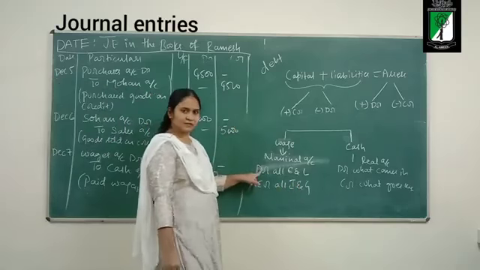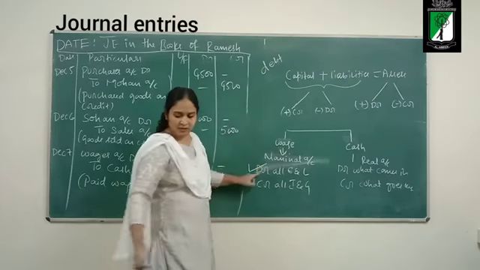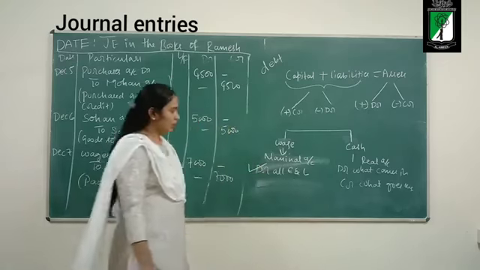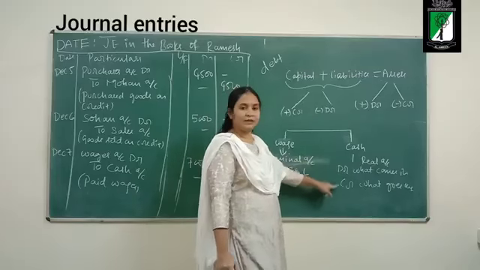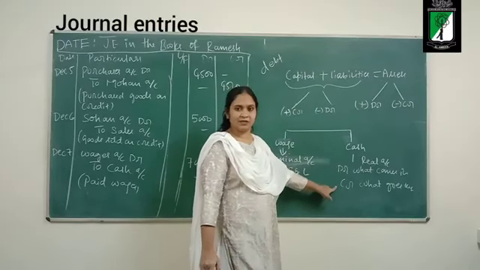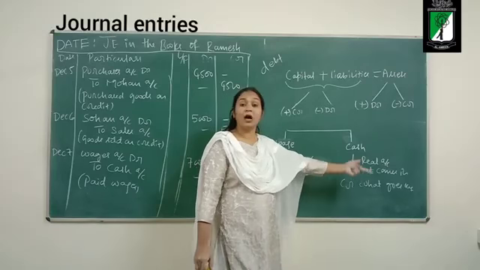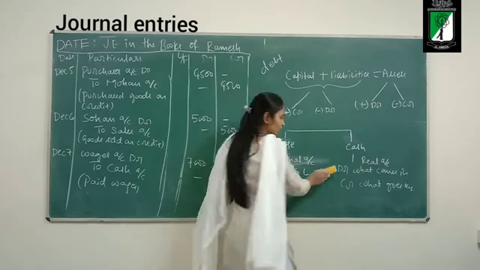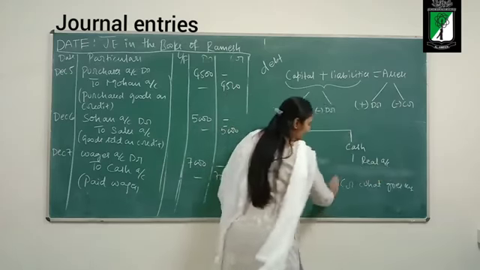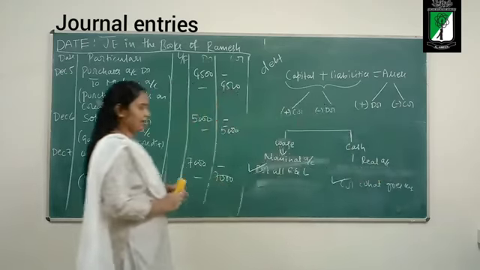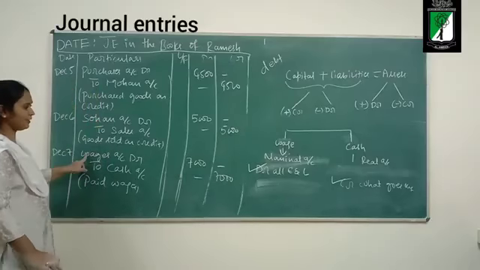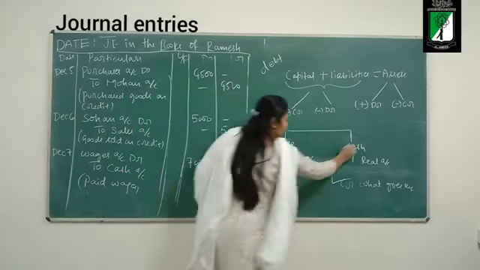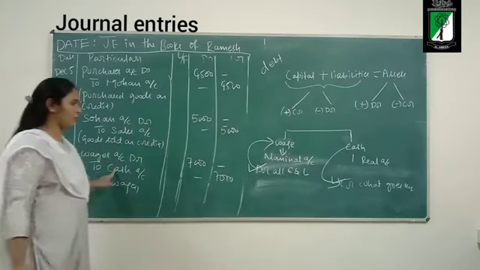Business is paying wages. It's an expense to the business. So I will consider the debit aspect from this. And here, what is happening to my cash? Business is paying wages in the form of cash. Cash is going out. It is not coming in. So I will consider the credit aspect from here. So what should I debit? Wages account. What should I credit? I should credit cash account.